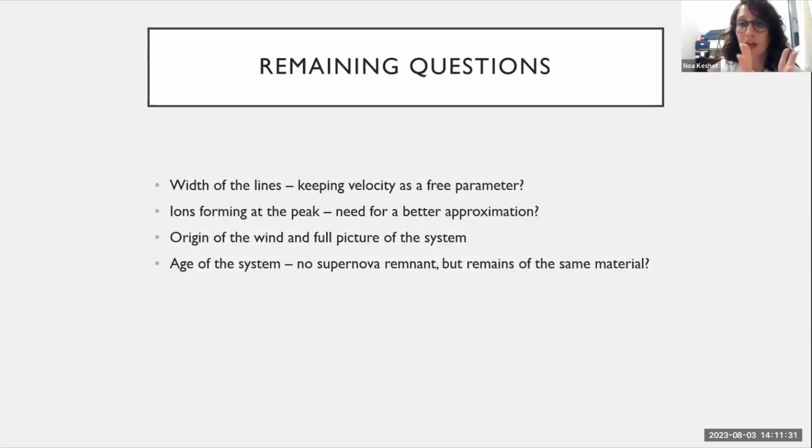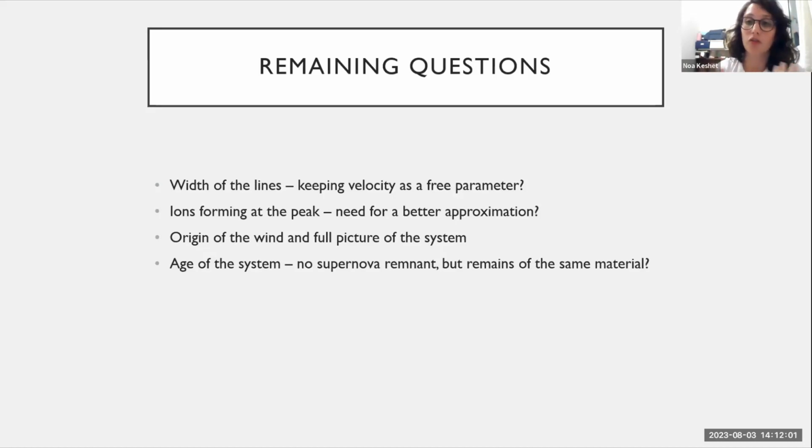So there are a few remaining questions which I wanted to touch. First of all, like I mentioned, the width of the lines. We took the same width for all of the lines as a constant based on several lines that we were able to resolve, specifically using the third order of the grating. But we are now testing to see if perhaps keeping the velocity as a free parameter and feeding not only one or two lines, but an entire series of lines for the same ion could improve our results.